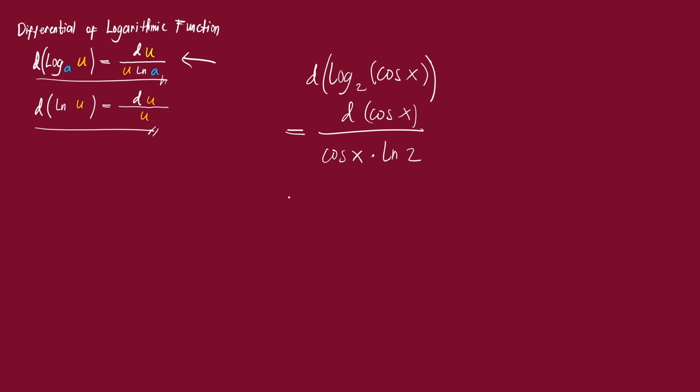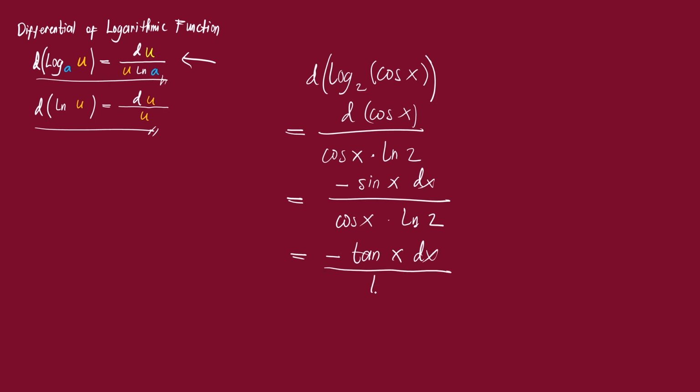Simplifying this further, the differential of cosine is negative sine x dx, all over cosine x, multiplied by the natural logarithm of 2. Sine over cosine, sine x over cosine x, that is tangent. So this is equal to negative tangent x dx all over ln 2. So this is our final answer.